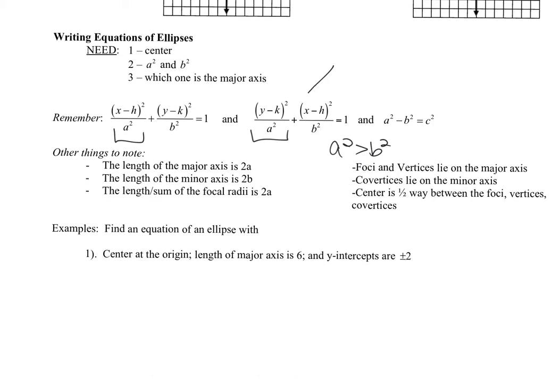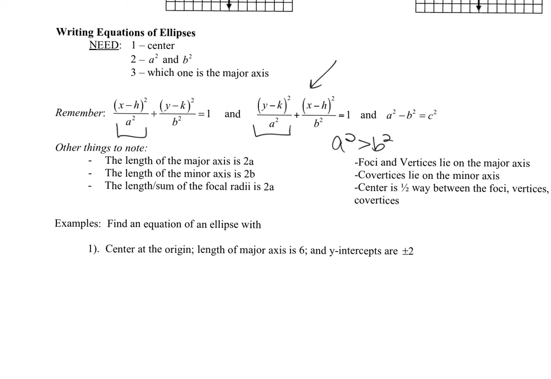Keep in mind that this equation here can be written in a different order. It doesn't matter which one comes first. It's just important to keep track of where the bigger number is. And then you'll also see your equation for your foci. A couple of things to note that will help us.